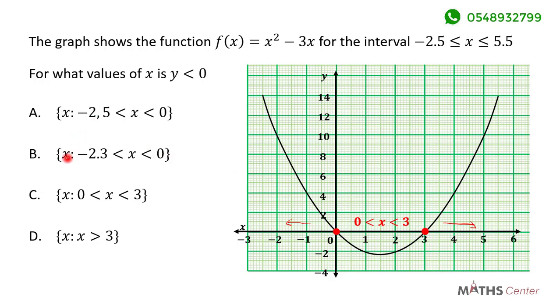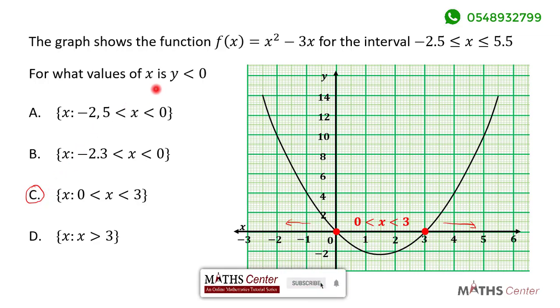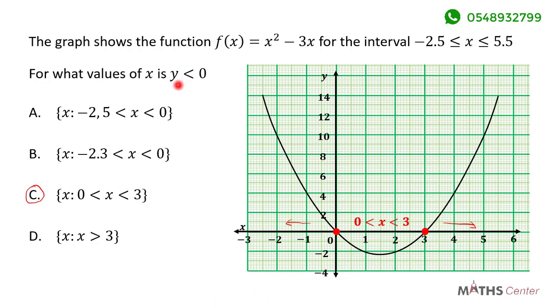From our options here, we can see that the correct one is option C. In order to get values of y that are negative, or values of y that are less than 0, we will have to select values of x between 0 and 3.